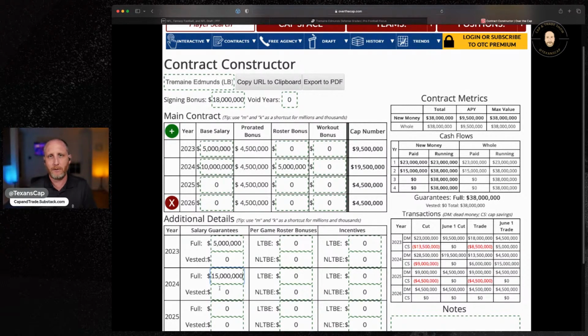But for the sake of this exercise, it's fully guaranteed. You're not going to cut the player within 3 days of signing. So it's just one little minor detail that I felt like should be discussed.